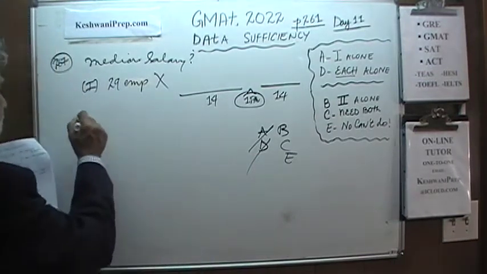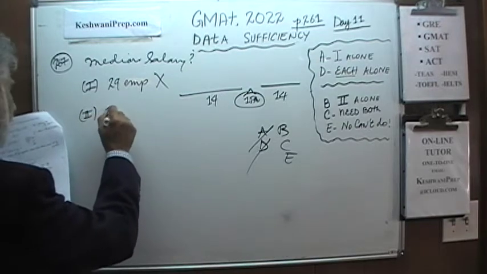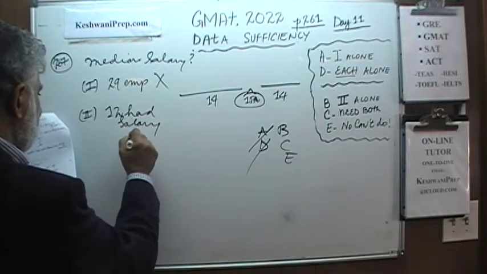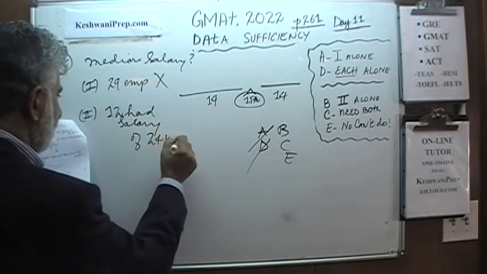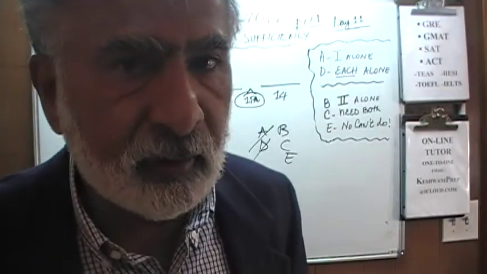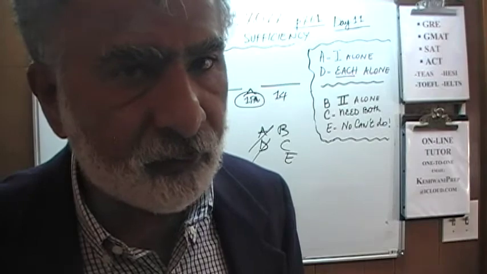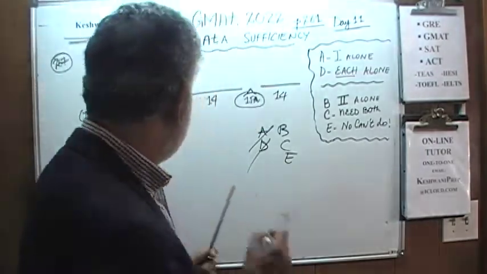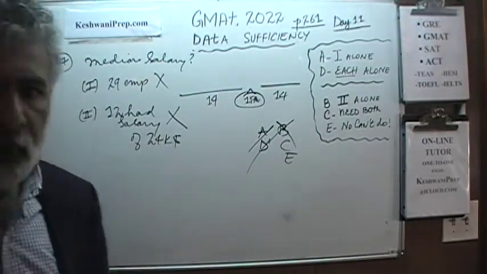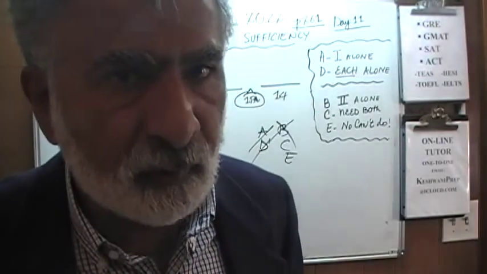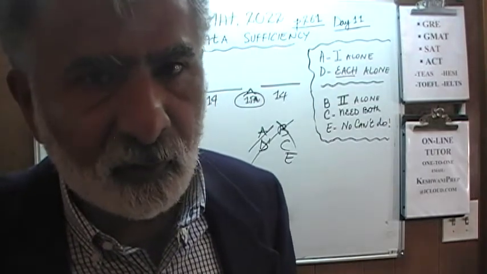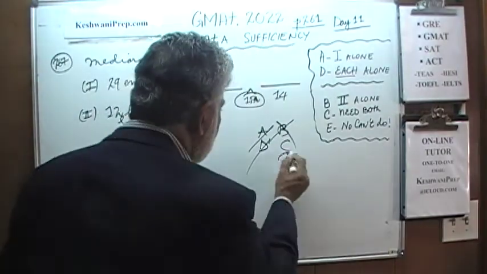Let's look at second statement. Second statement tells us that 12 had salary of $24,000. Knowing that 12 of the people out of these 29 people had a salary of exactly $24,000 does not tell us what the median is. Second statement also by itself is no good. And even when we put them together, knowing that there are 29 employees, of which 12 of them have a salary of exactly $24,000, does not in any shape or form tell us what the median is. The answer is E.